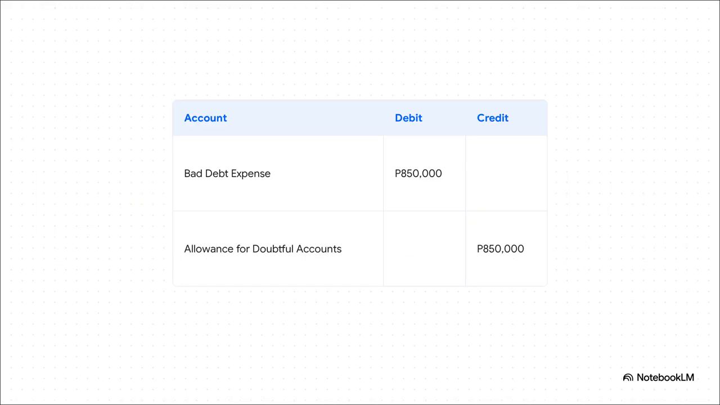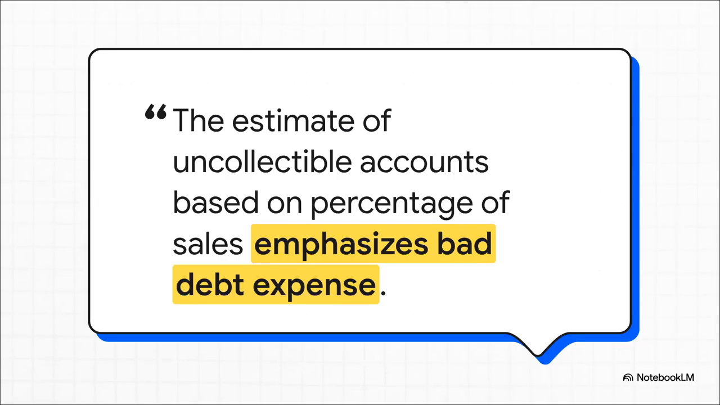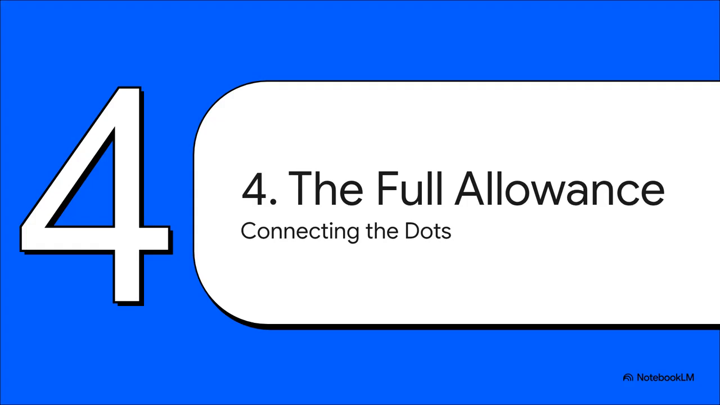Now, how do we put this in the books? It's a classic adjusting journal entry. You debit the expense, that hits your income statement, and you credit this special account called Allowance for Doubtful Accounts. We'll talk more about that one in a second. And this quote right here just hammers the point home. The whole emphasis, the entire point of this method is to find the expense. Why? So we can match it against the sales from the same period, giving us a way more accurate picture of our real profitability.